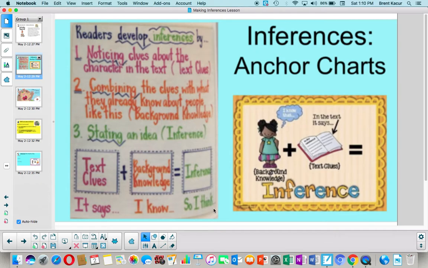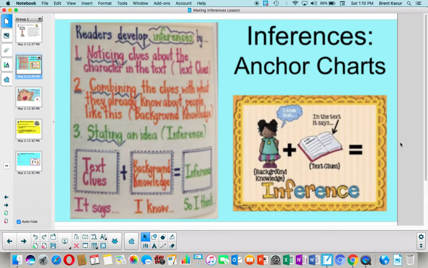We want to draw our inferences, make our inferences of what we think will happen to the character in the future, based on the text clues that are provided to us by the author, combined with our own background knowledge, and make a logical inference, conclusion, or prediction of what will happen in the future with that character.